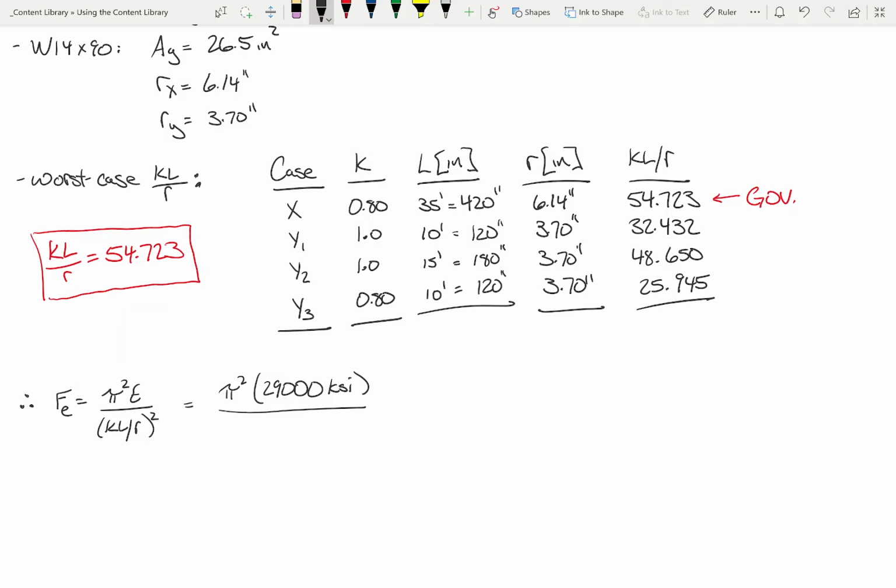Okay, now, for the denominator, I could repeat the calculation, but instead, let's just do 54.723 squared, right? Because we've already calculated the slenderness. No need to put 0.8 times 420 divided by 6.14 quantity squared because we already did that, okay? So what do we get here? And we'll say 2 decimal places is probably enough.